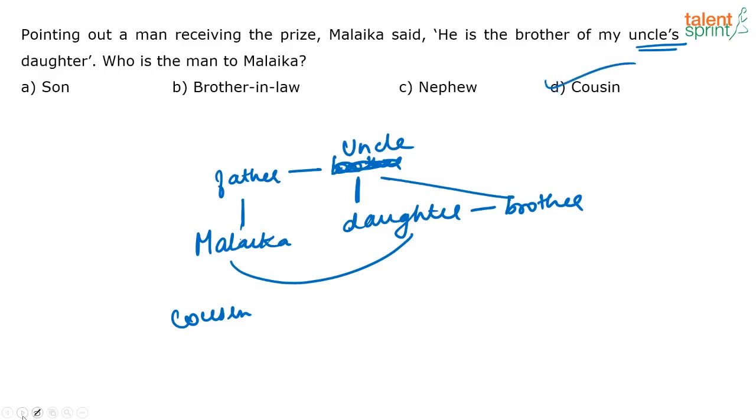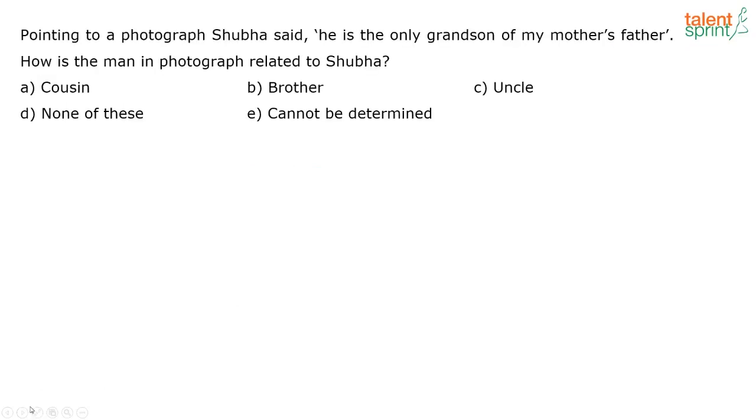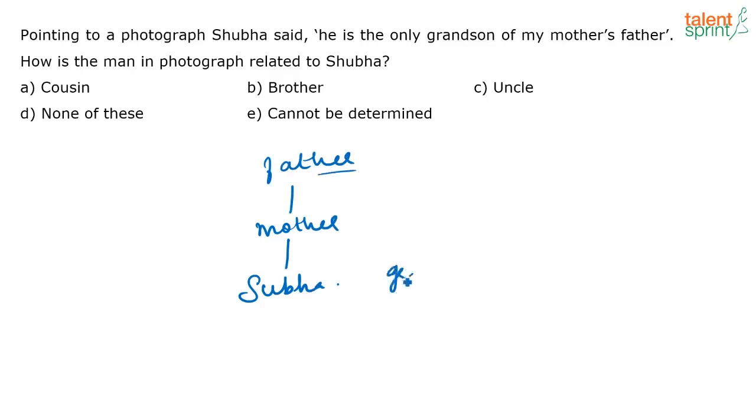Yes. Next one. Pointing to a photograph, Shubha said, "He is the only grandson of my mother's father." So Shubha has a mother who has a father, that is Shubha's grandfather, correct? So he is the only grandson of my mother's father. So this person has one grandson. Now how is the man in the photograph related to Shubha? So the man in the photograph is this grandson.